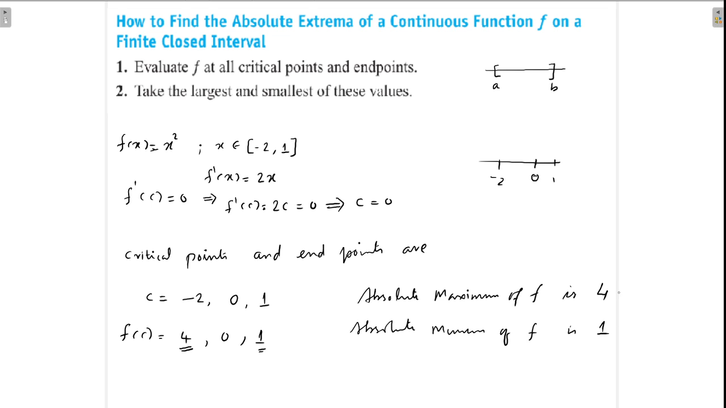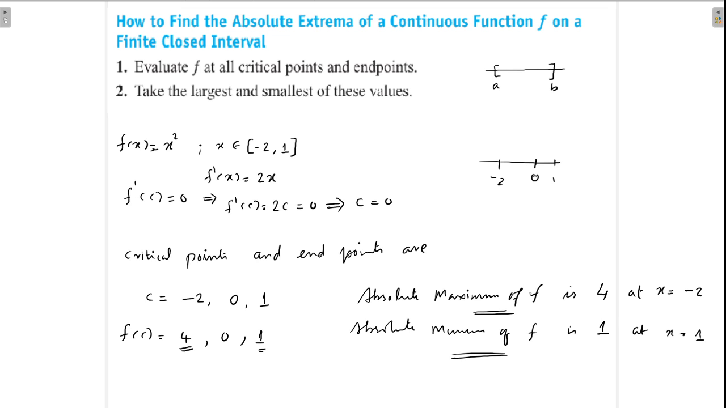Okay, this 4 is attained at x equal to minus 2, and the maximum of f is minus 1, attained at x equal to 1. So this is the conclusion. In order to evaluate the absolute maximum or absolute minimum, you need to evaluate all critical points and endpoints.